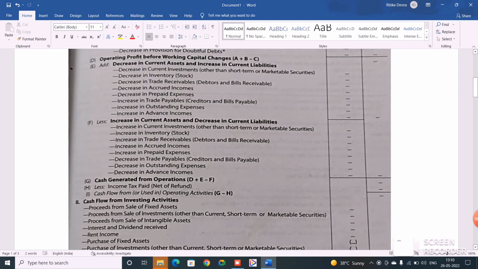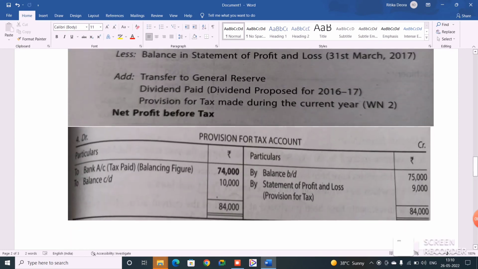Now you can be given either of the pieces of information. Maybe you are given the opening and closing balance. This too you will be given for sure, the opening and closing balance. And maybe you are given the provision for tax made during the year. So you will get the balancing figure on the debit side, and that would be the tax paid. So you will have to find the balancing figure, I mean, one of the things you will have to find out by preparing this account.